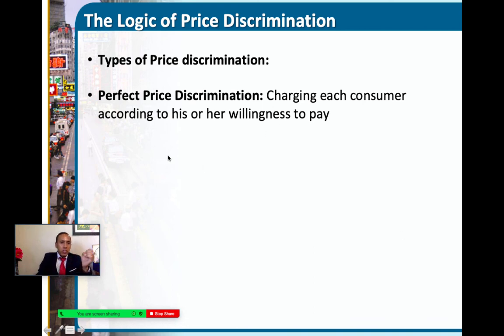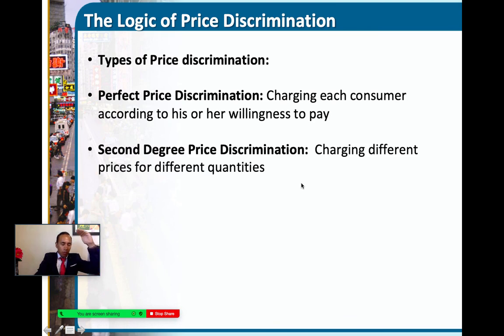Perfect price discrimination is charging every consumer what they're willing to pay. It's possible, but it cannot be achieved in the market. So most companies go into price ranges. Price ranges meaning they can set a price range where they accept.